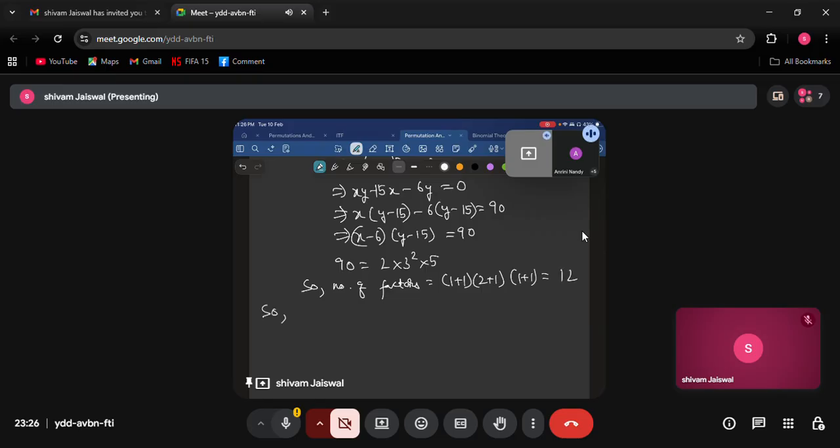So the number of ways to write 90 as a product of two numbers is equal to 12. So 12 is your answer. But that is ordered pairs, right? 12 ordered pairs. But we need ordered pairs, not unordered pairs.